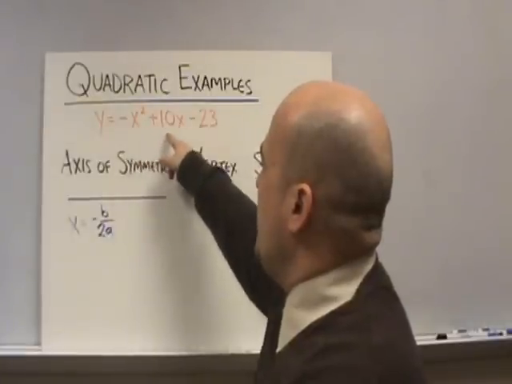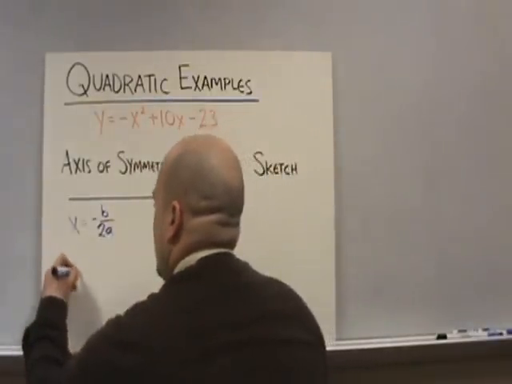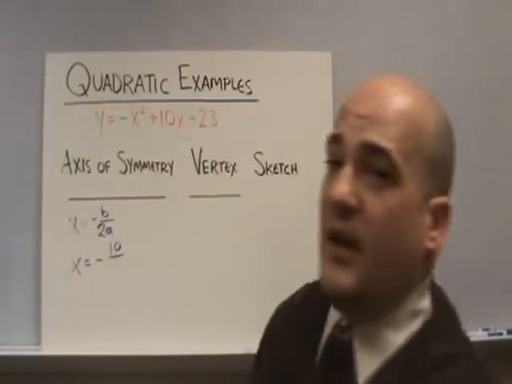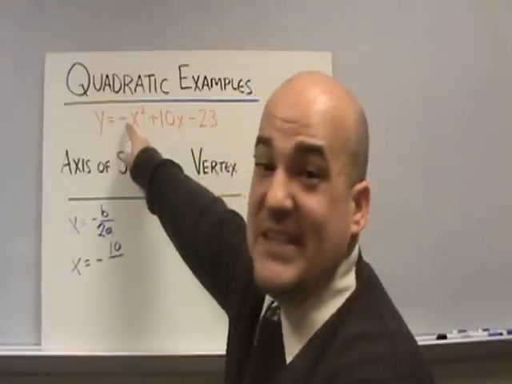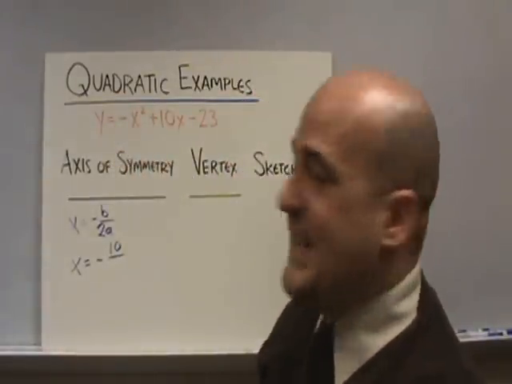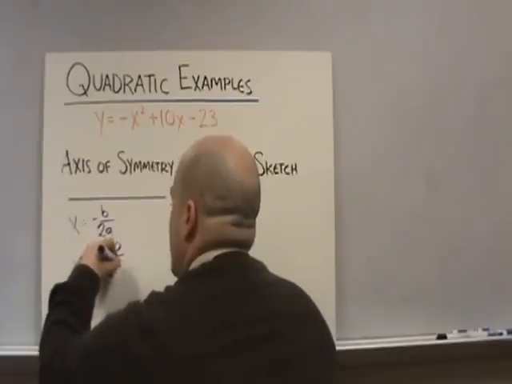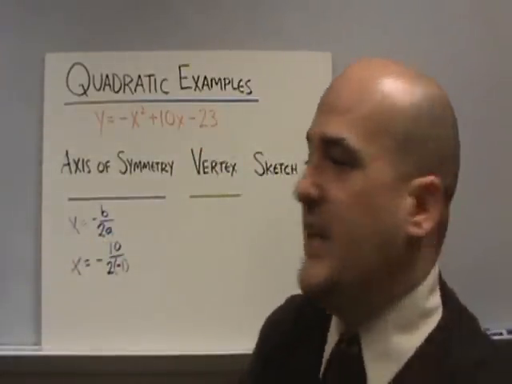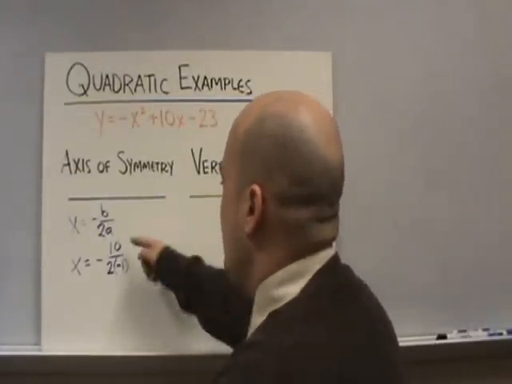On our equation up here, we know that the b is the second term, so that looks like it's 10. X equals negative 10 over 2a. And this time our a in front of our x is a negative, so it's not just a 1, it's a negative 1. So down the bottom here, we're going to write 2 times negative 1, just like that.